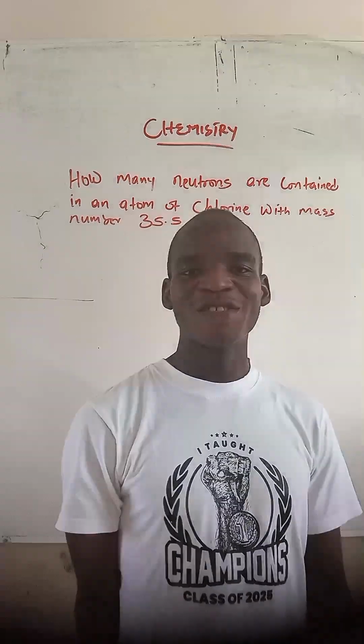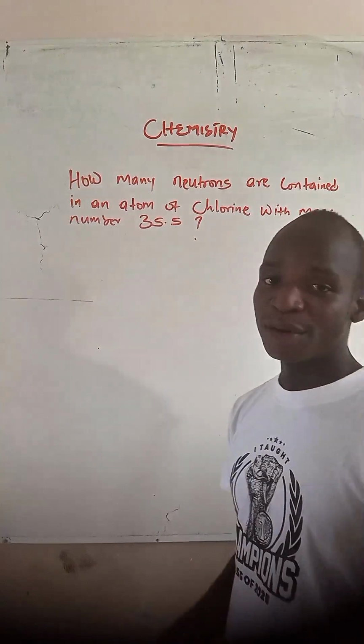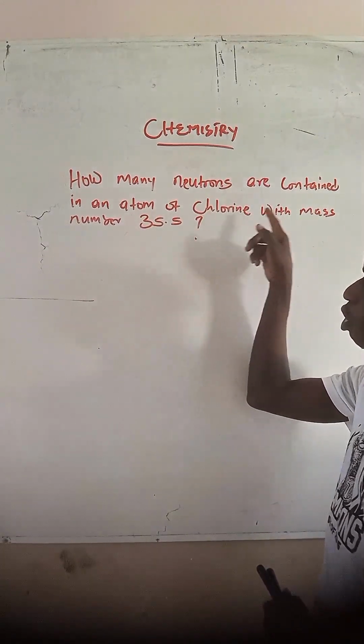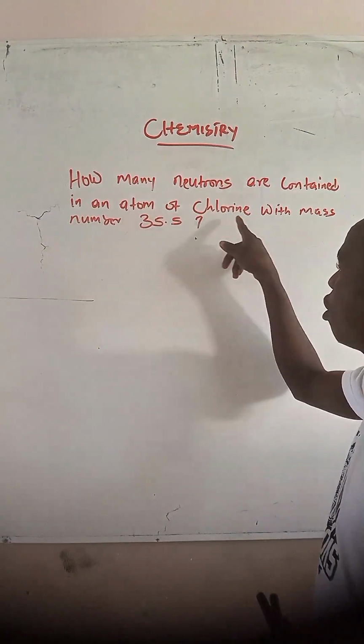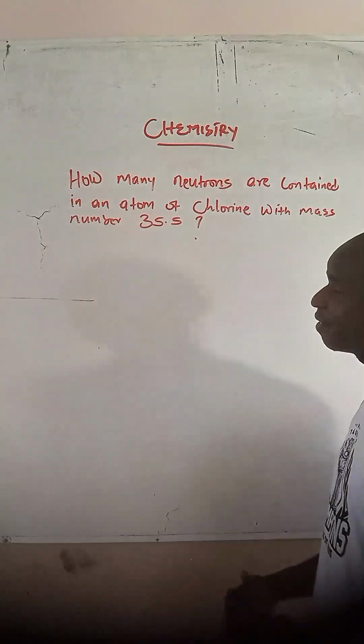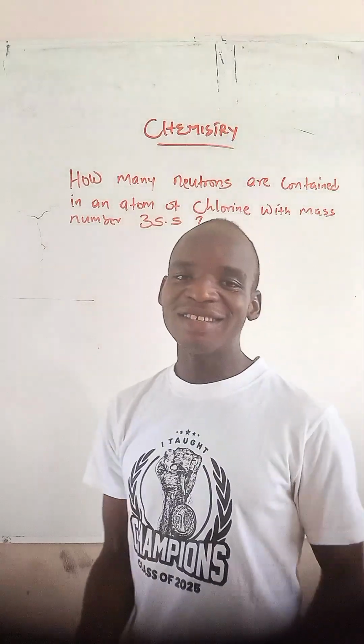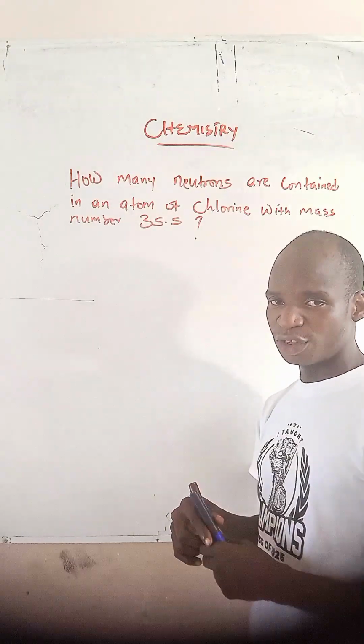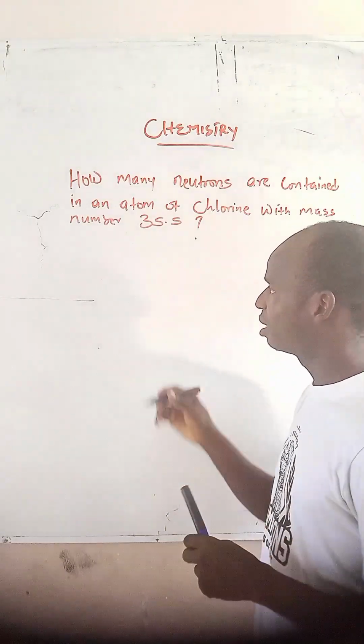Hello everyone. So very quickly, let's answer this simple question on the board. The question says, how many neutrons are contained in an atom of chlorine with mass number 35.5? This is basic chemistry. It's actually a very simple question. But before answering this question, let's talk about something.